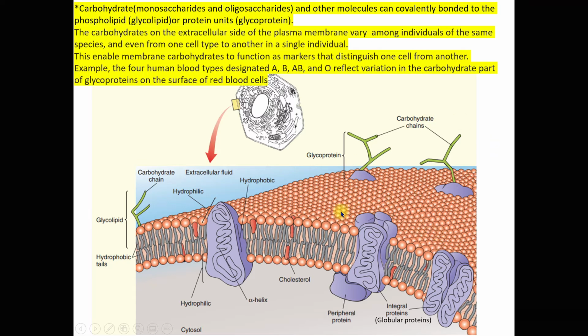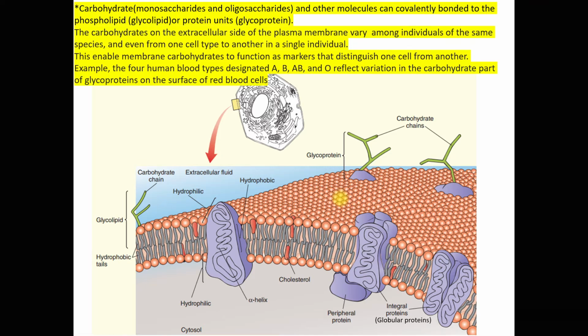So meaning to say, on the surface of my red blood cell, I do not have this glycoprotein. Because of the absence of this carbohydrate chain on the protein on my red blood cell, I am categorized as the O blood group.